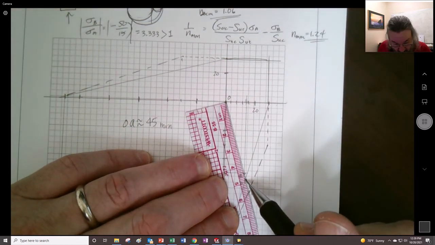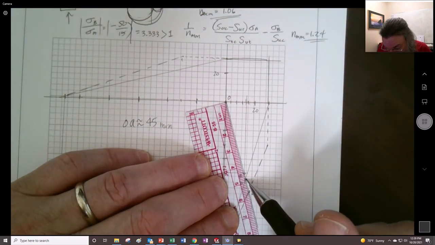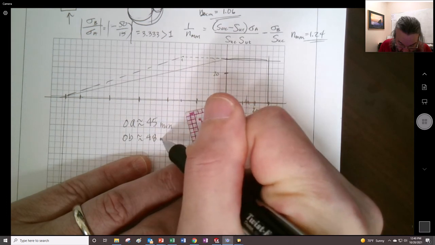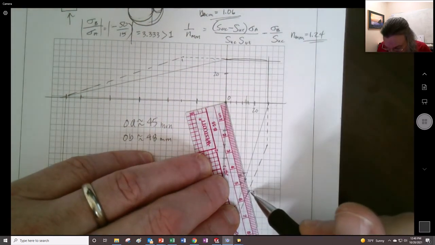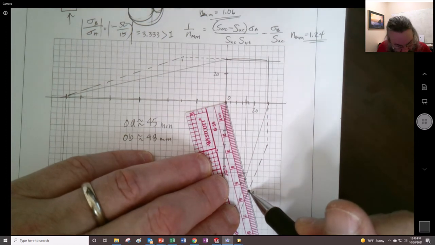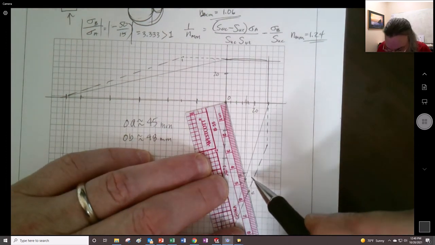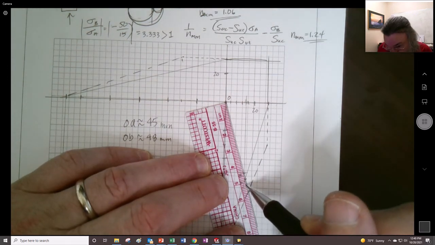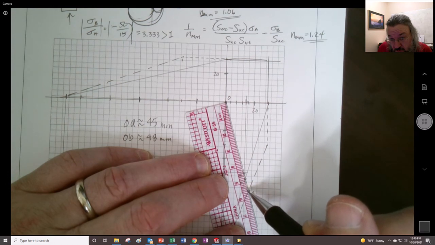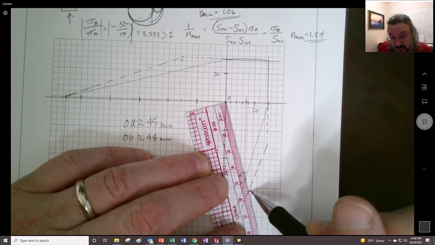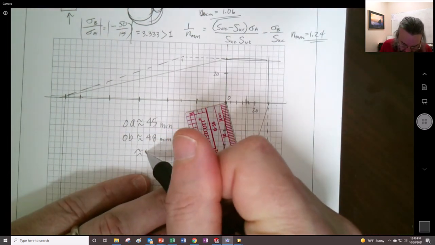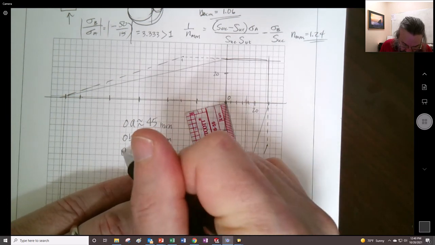And then going to OB, I said that was close to 48. That looked like 48 to me. So OB, 48 millimeters. And then OC, that looked like it's 55 or 50. I said 54 before. Let's see. Actually, it looks like 56 to me. I might have been a little lazy. I'm going to say 56 this time. Let's see how far off I get. OC.